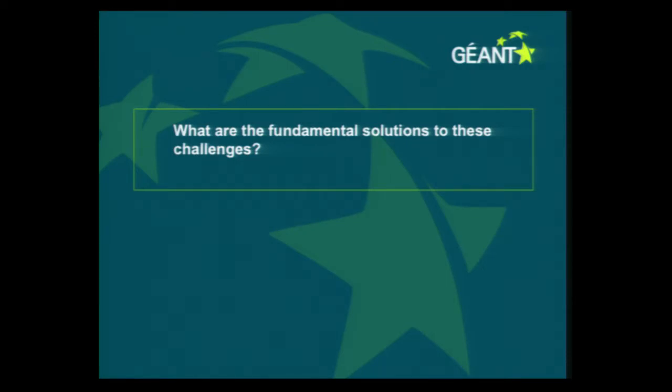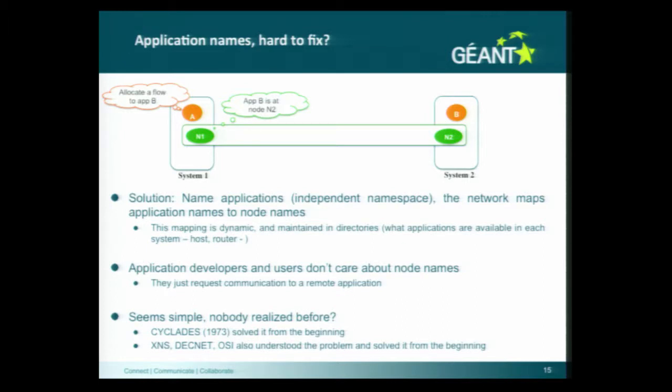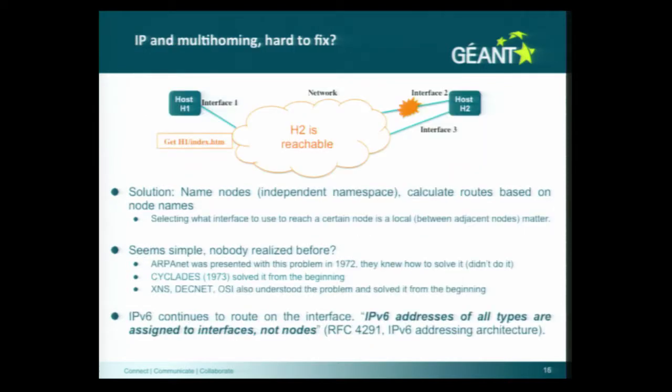So what are the fundamental solutions to these challenges? Well, application names aren't very hard to fix. You just name your application and map it to the node name. Quite easy. The application developer doesn't really care how you call your node. They want to say, this is the application I want to communicate with, and let the network figure out how to reach that application. That seems simple. It was done like that in Cyclades, in XNS, in DECnet. So in the 70s, the solution was known. Multi-homing, same thing: just name your nodes.